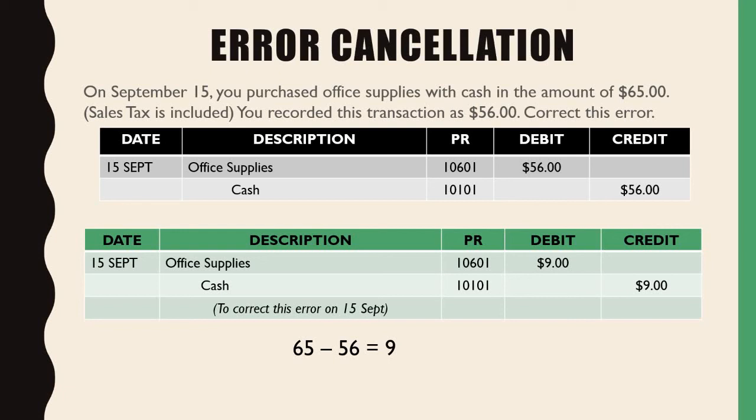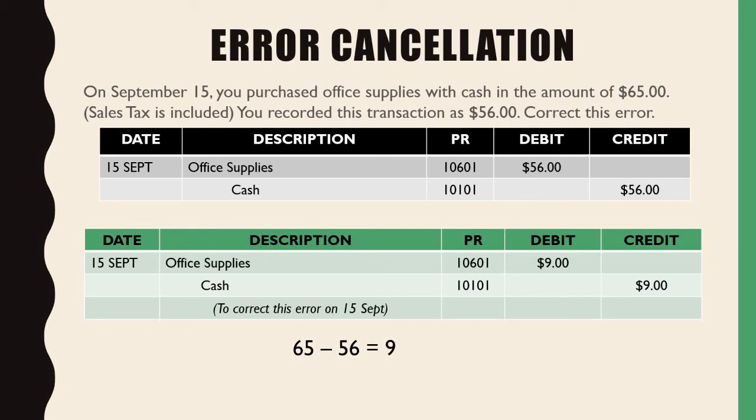So here again, I kind of discussed briefly about it. I originally bought office supplies for $65, but I recorded it for 56. So this is where I have to think really hard, okay? In this case, I understated my office supplies, meaning I only put $56 worth in there. I need it to reflect 65. So what is 65 minus 56?